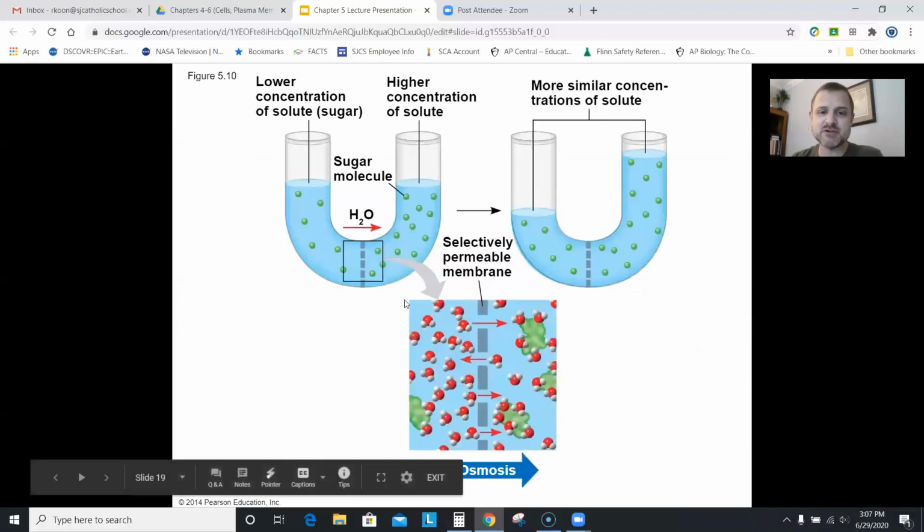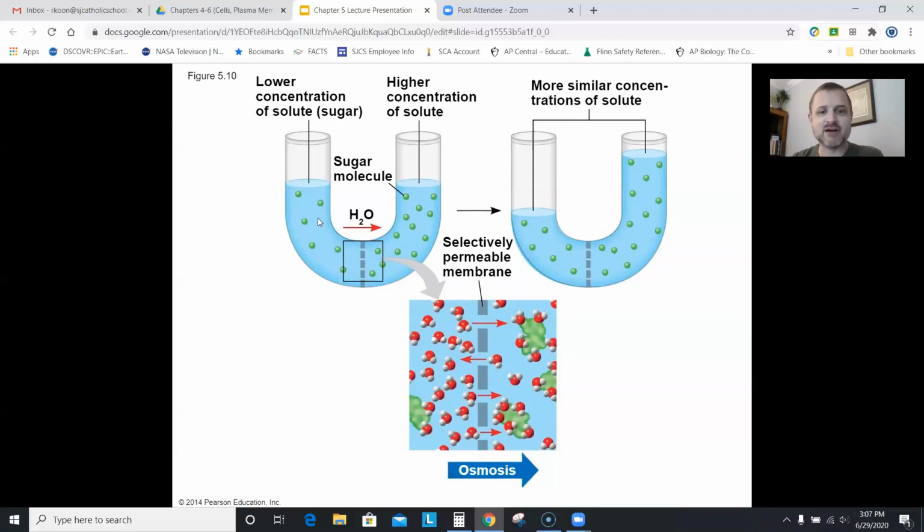So going back to this picture, initially this side's hypertonic. I'm sorry, I said that wrong. Initially, this side is hypotonic, and this side is hypertonic because it has more solute. By the end, they're gonna be isotonic. Water goes, water follows solute, water goes where it's hypertonic, which in this case is gonna be the right-hand side. That's why the water level goes up.